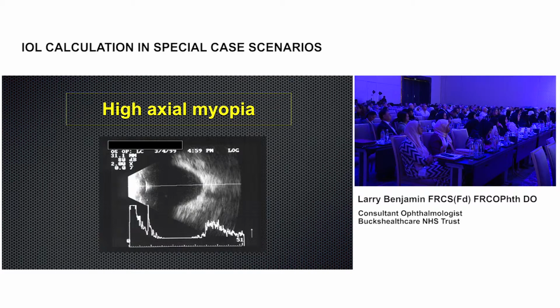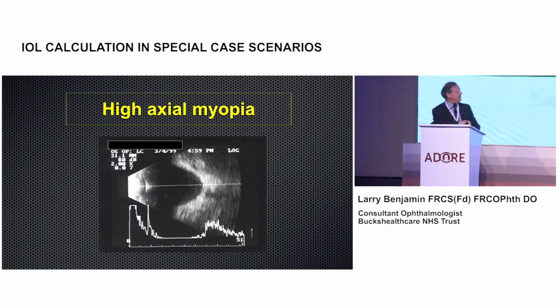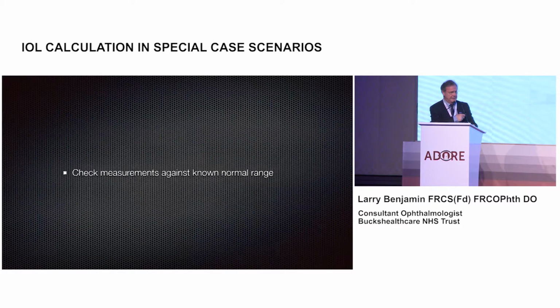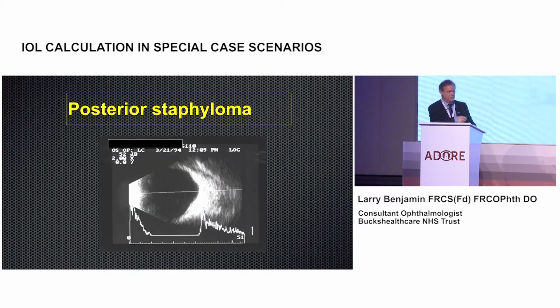And you can see this is a B scan, but here's the A scan underneath. And so if you see a very long eye on the A scan reading, it's a good idea to do a B scan to see what's happening at the back of the eye. And an example of why this is important is in this case. Here you can see a large posterior staphyloma. And this patient was interesting because she needed a -20 implant.